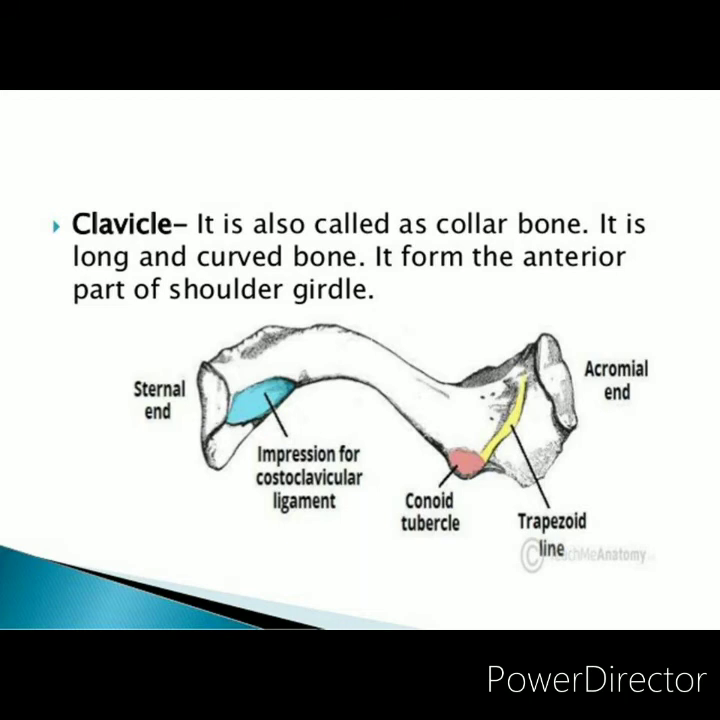Okay, so it has a sternal end and the acromial end. You can see the picture. The sternal end has an impression for the costoclavicular ligament, then the conoid tubercle, trapezoid line, and the acromial end. The sternal end means it is joined with your sternum. The acromial end means it is joined with your shoulder. This acromial end is also known as the acromion process.